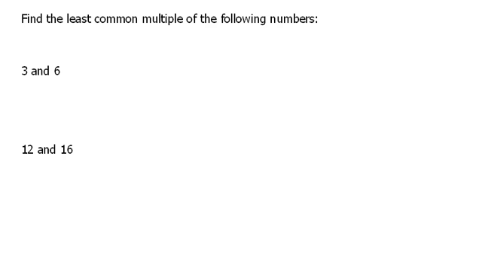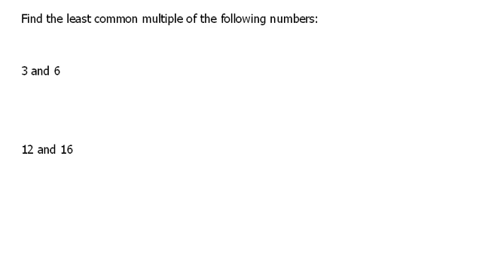Now, when we're finding the least common multiple between two numbers, there are many different ways to go about it. The easiest way would just be to list out some multiples, and then as you get much better at it, you'll start to sort of see them in your head. Now, this one, we're going to find the least common multiple of 3 and 6.